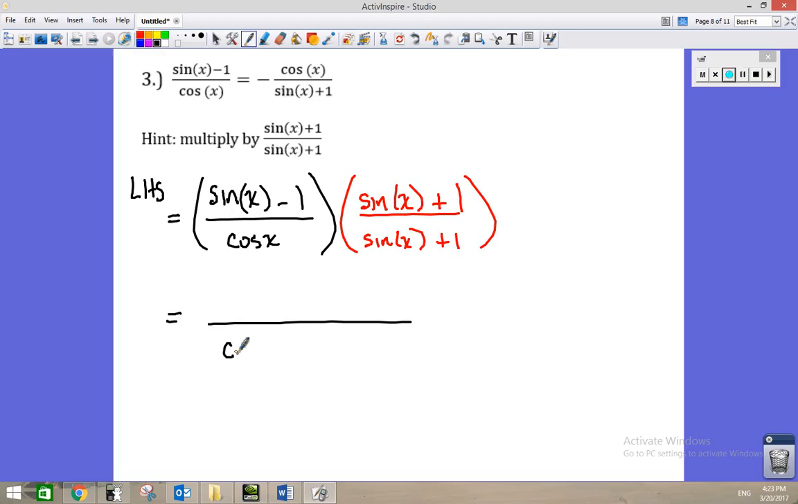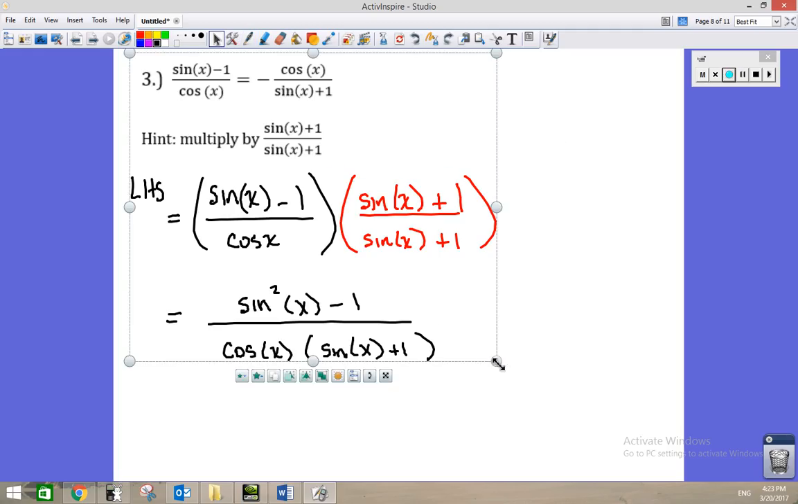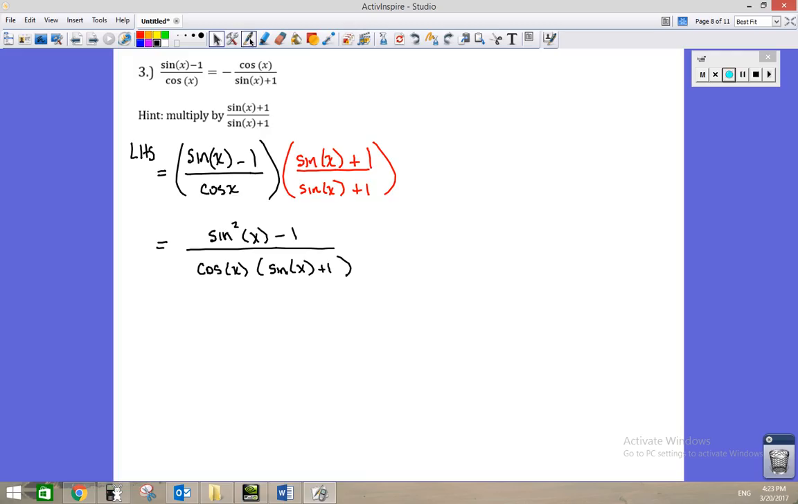Now, we've got the cosine of x times this binomial. I'm not going to distribute it yet, because if I look at this denominator, I've got a sine of x plus 1 here, and a sine of x plus 1 here. What I'm hoping is that cosine of x will cancel with something in the numerator. Well, it does, because when we multiply these conjugates together, we get sine squared of x minus 1. And now, I was going to say, that's the wrong order of subtraction, but hey, look at that negative sign. I didn't see that.